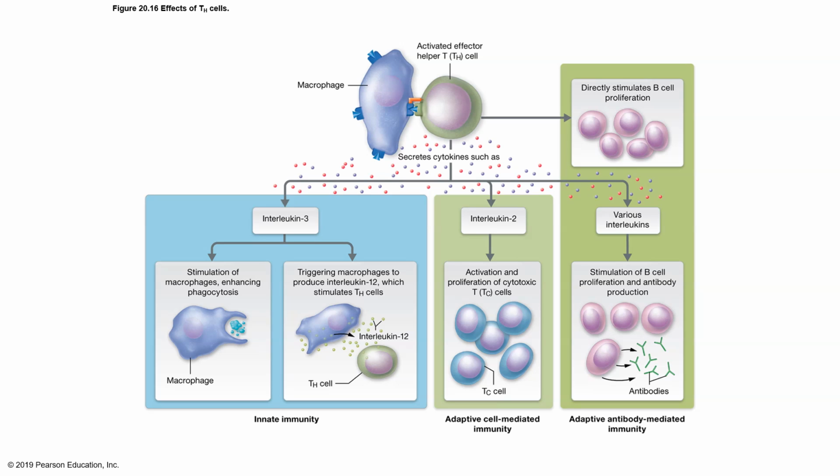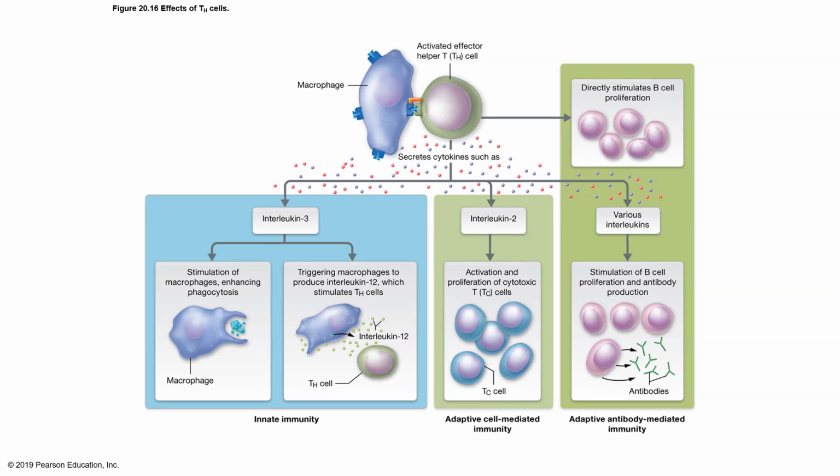So this basically illustrates the effects of your helper T cells. Here's a macrophage with its MHC2 molecules present on the surface. And this is your activated effector helper T cell. They're called helper T cells because they help both arms of the immune response, your B cells and your T cells.